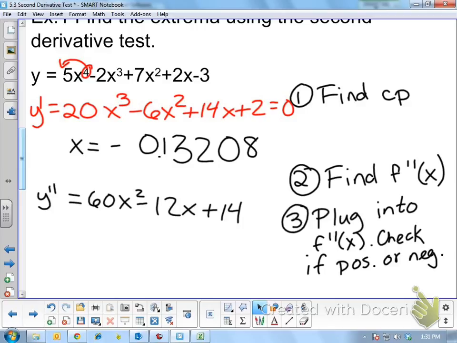So again, this one is a calculator active question. There's no way I know how to square 0.13, well, okay, technically we could square 0.13208. We don't really want to. So we're going to plug this in using our calculator.